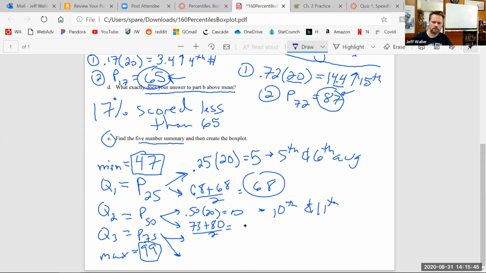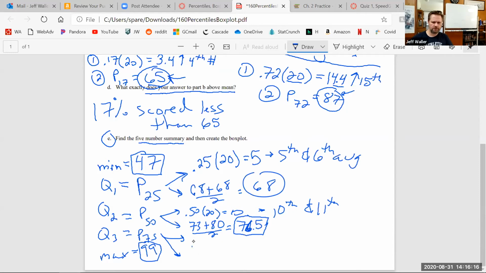153 total, and then divided by 2 is 76.5. Oh, can't be 71.5. The other way to do that is there's 7 apart. Cut in half is 3.5, and then you just add 3.5. Bam. So that's P50.